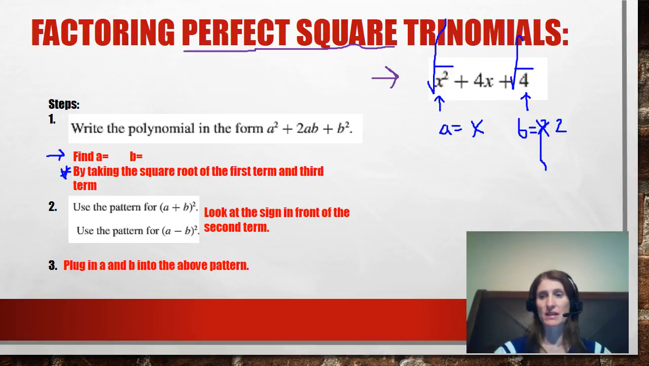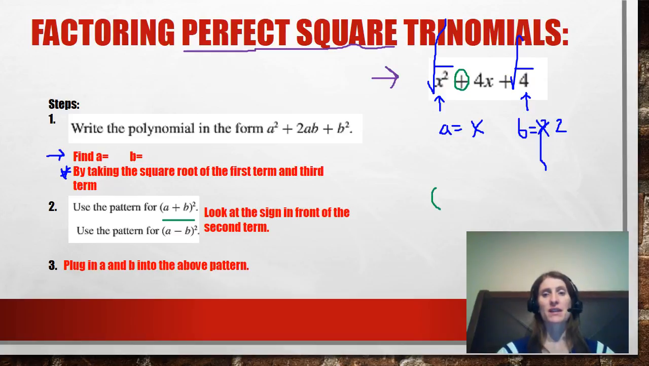So step 2 then says we're going to use one of these two patterns over here. Okay, so either A plus B and then squared, or A minus B and then squared. And to find which one we use, we're going to look at the sign in front of the second term. So that would be this sign up here that I'm highlighting in green. That is the sign in front of the second term. So if it's an addition sign, then that means I'm going to use the addition one.